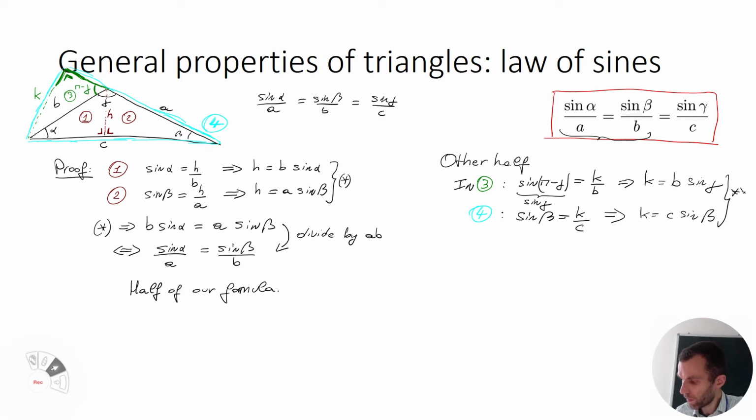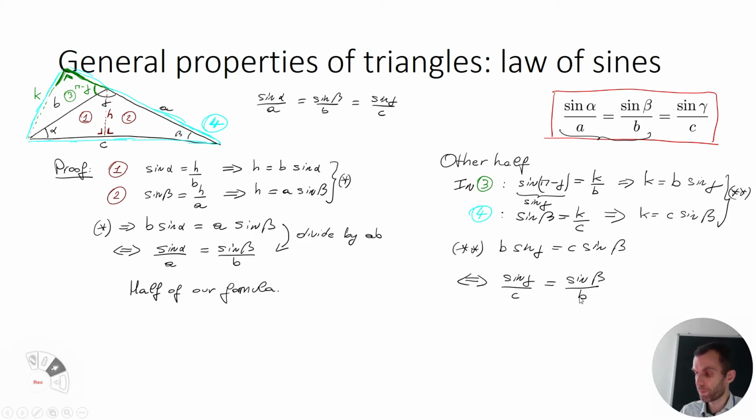And now again, we can put these two together to get b sine gamma is c sine beta. And if I divide that by b times c, I get sine gamma divided by c is equal to sine beta divided by b. And that gives us the rest of our formula. It gives us this. Okay, very useful formula.